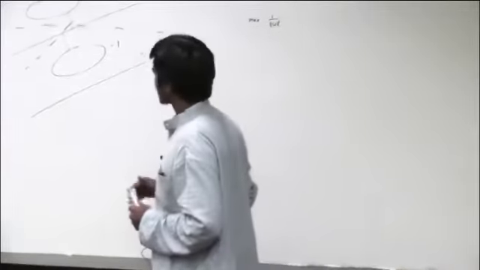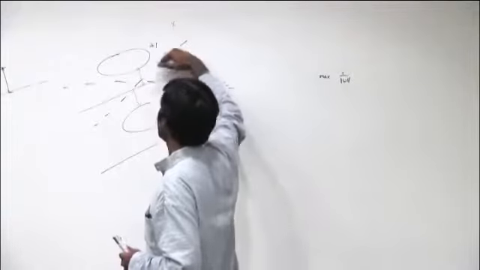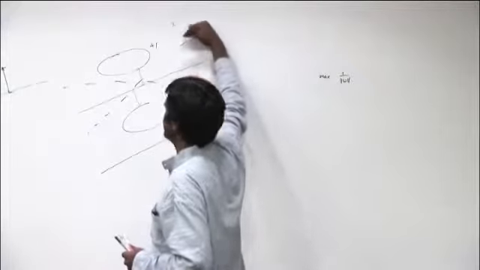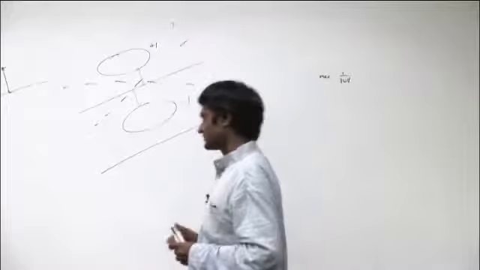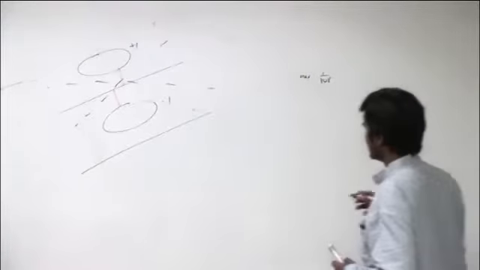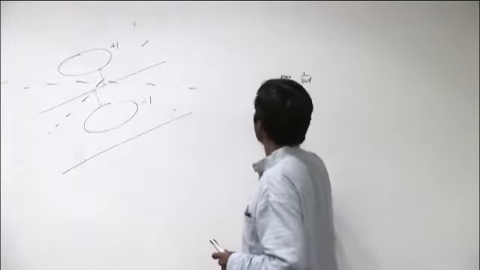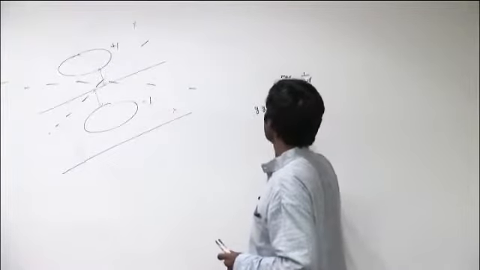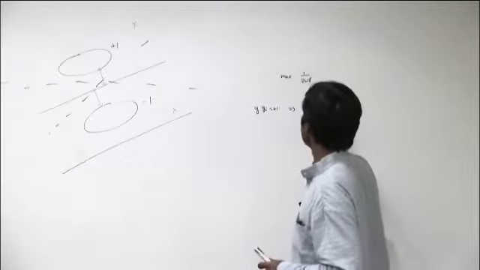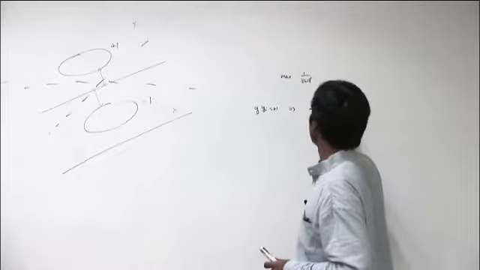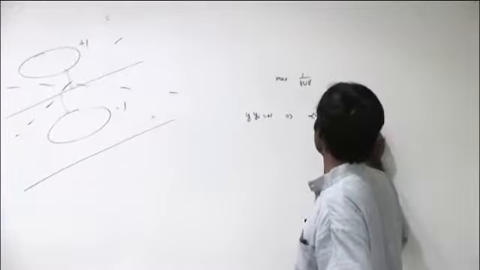So how do I ensure that all points which are +1 are lying above the hyperplane? That is simply to say that if yi equals +1, then I require that w dot xi plus b is bigger than or equal to 0.